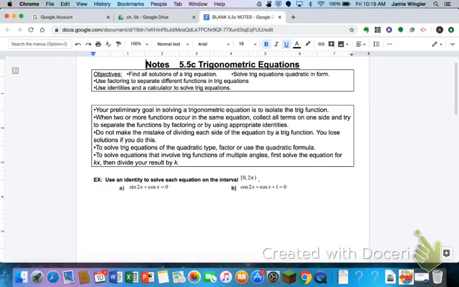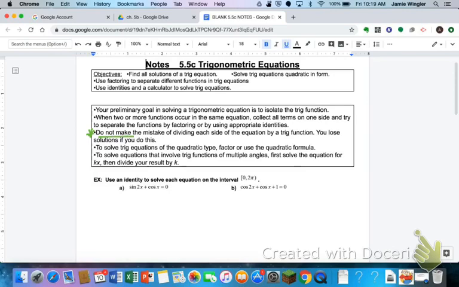Today is our final day of solving trigonometric equations. You need to be prepared to take a quiz next class over this stuff. The main thing that I need you guys to pay attention to and understand, the mistake I'm seeing you do the most, is this one right here.